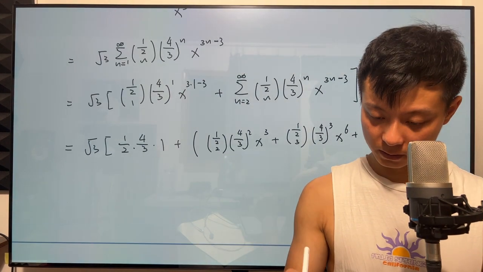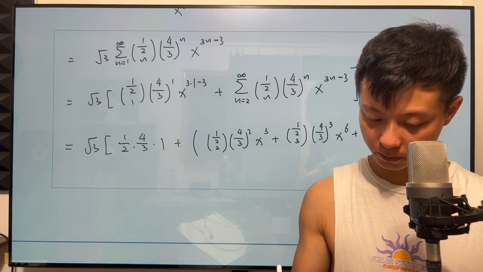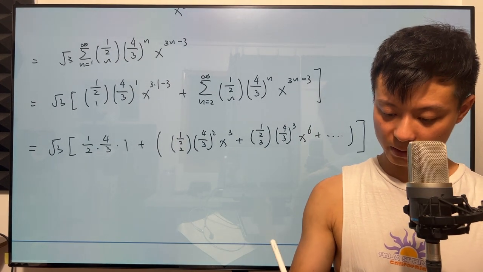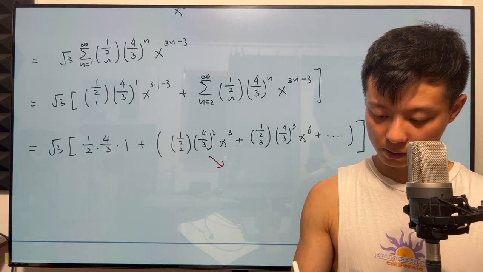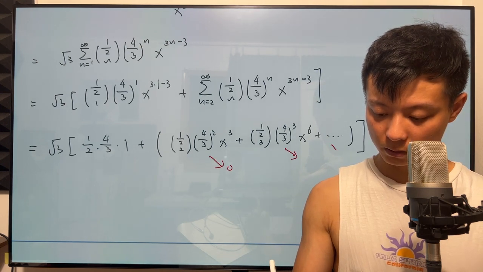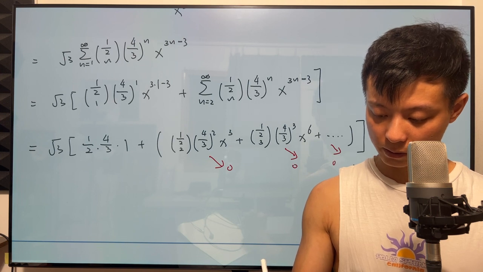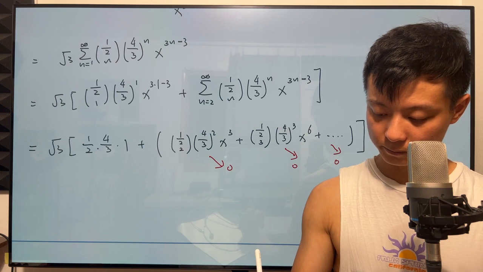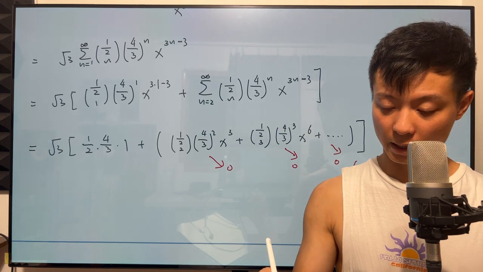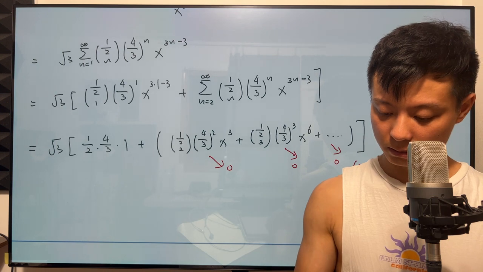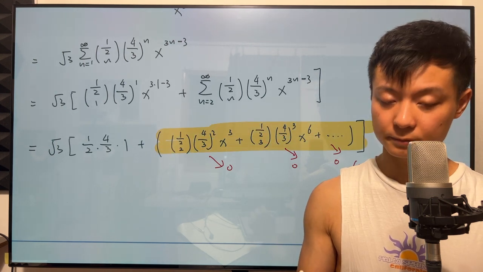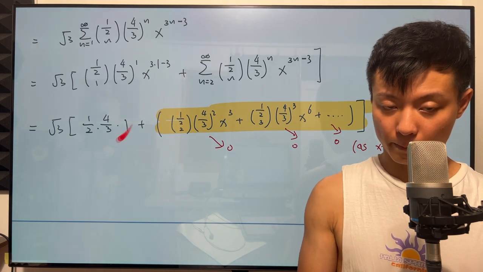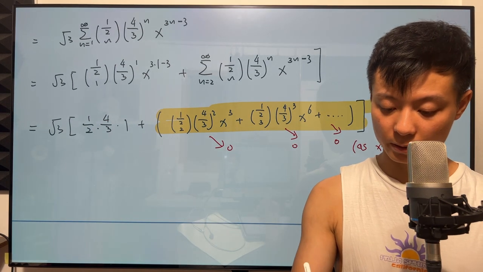Okay, let me just try to move it a little bit to the left side so I'm not blocking it. Right. So we know that this guy's going to go to 0, this guy's going to go to 0, and all of them are going to go to 0 as x goes to 0. Okay. So this entire tail is going to go to 0. And then we're going to only be left with the first term here, which is our limit.